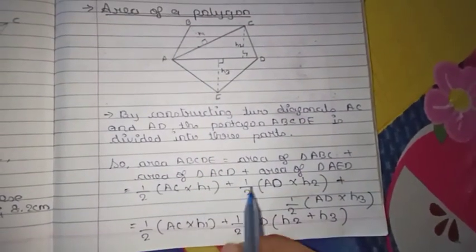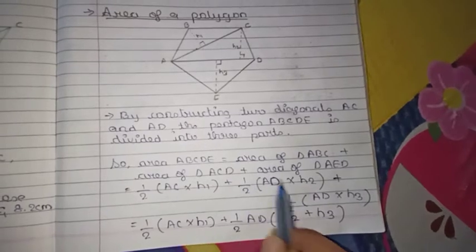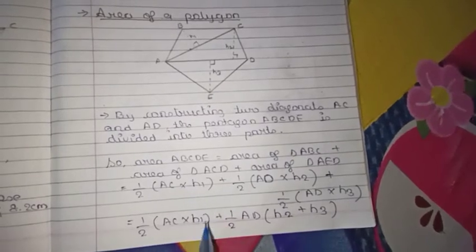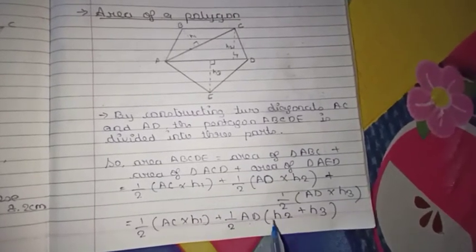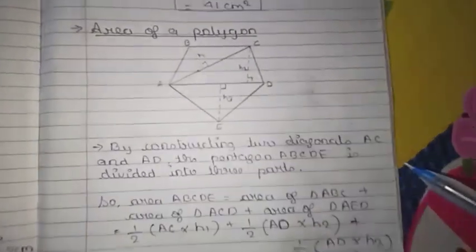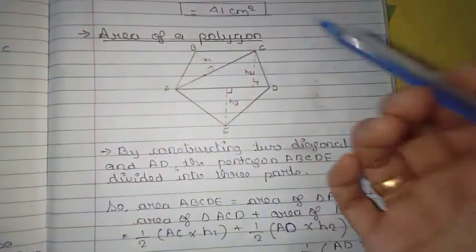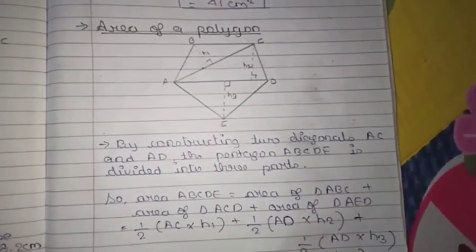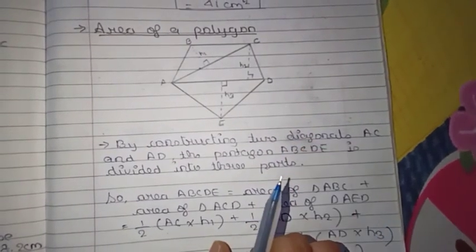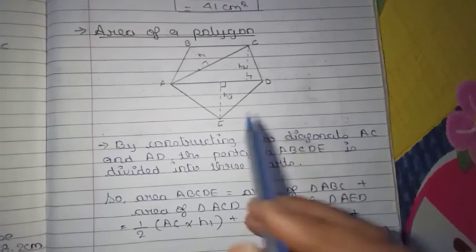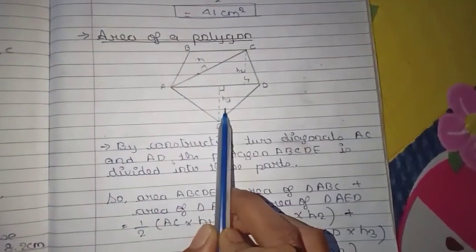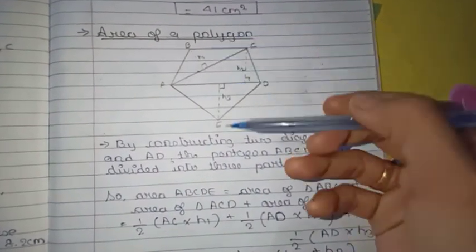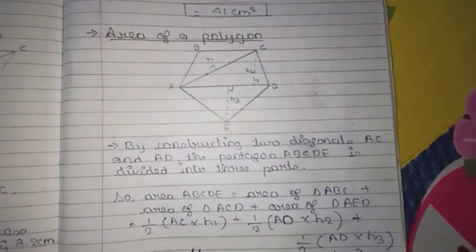So we can see that half AD is common in these two triangles, so we will take that out. Half AC multiplied by h1 will remain as it is, plus half AD multiplied by h2 plus h3. So this is kind of a formula we are creating for the area of any polygon. Whenever a polygon of n number of sides is given to us, we have to divide this into such triangles by drawing the diagonals, and then finding out the area of each triangle, we can get the area of that particular polygon.